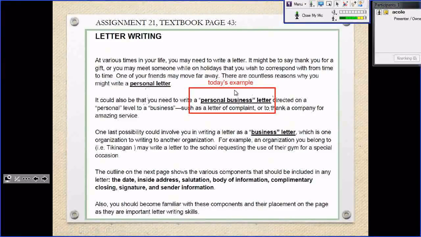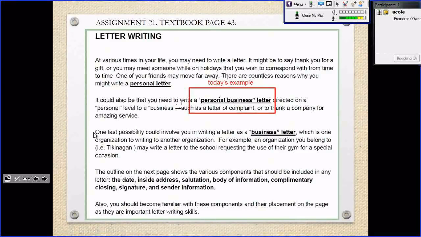So all a personal business letter is, and that's what we're talking about today, and this is the type of letter you need to write for assignment 21, is a letter that you are writing yourself to a business or somebody in a business, asking them a question, complaining about something, or thanking them, any of these examples. So that's what we're focusing on today.